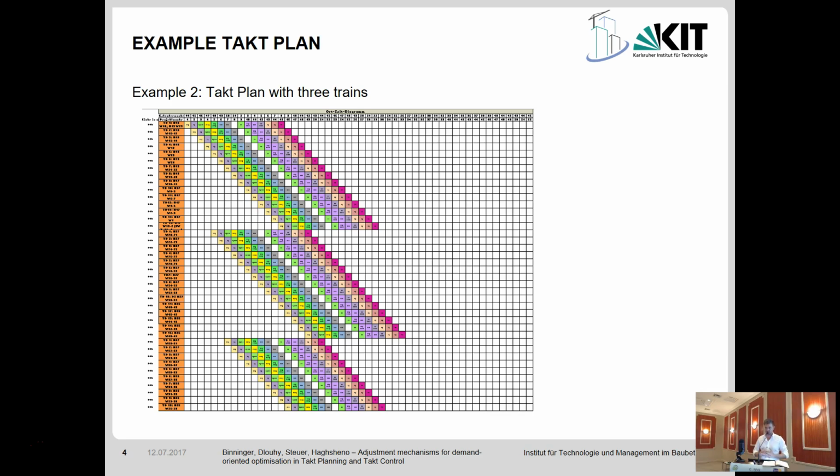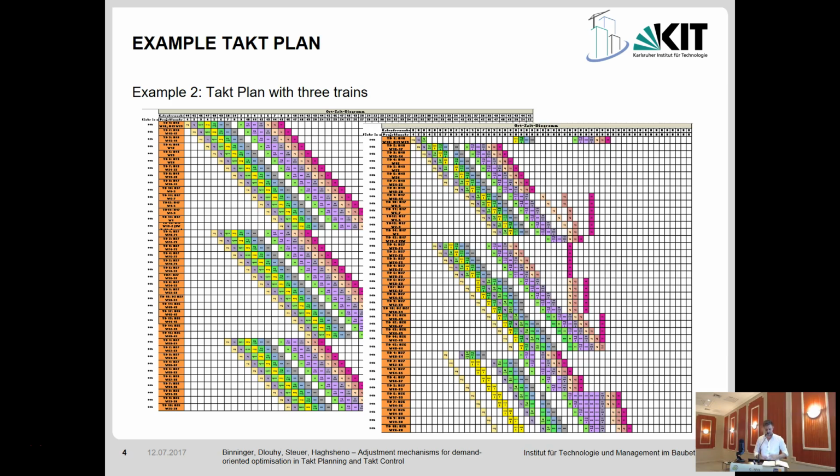Another example with 3 trains. First of all, you see already during the planning phase we already integrated one. After this gray box, we already integrated one buffer or one gap. It was just for the drying time for the floor. And this is what happens after we finish this construction site.